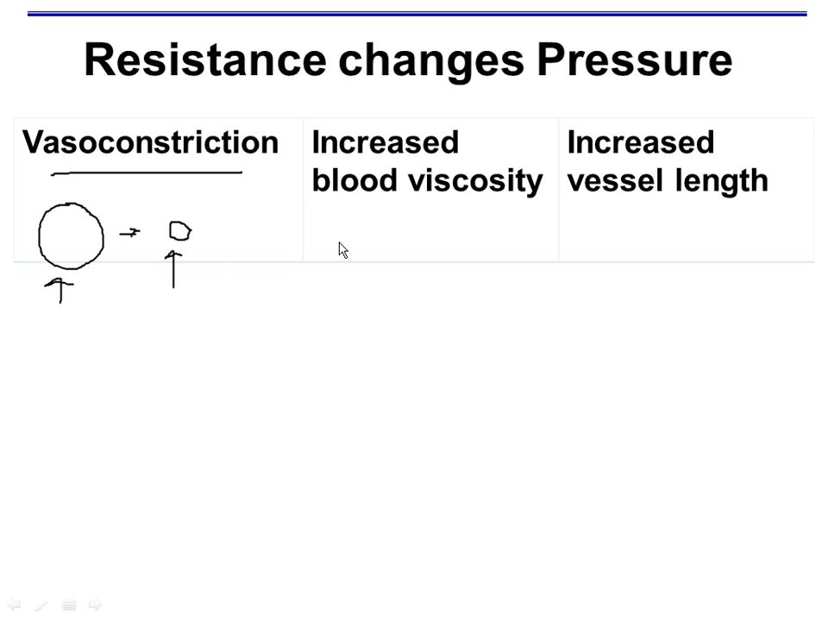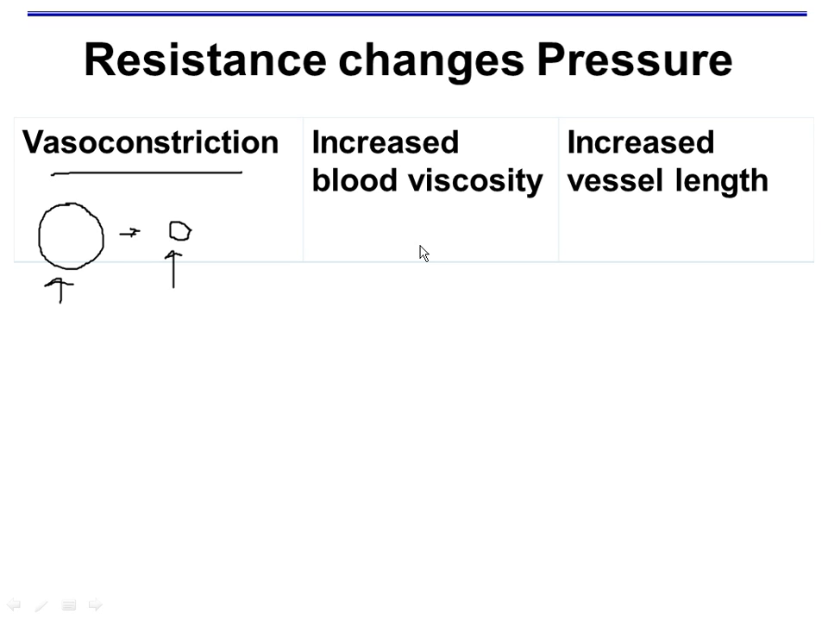The other way resistance is affected is by blood viscosity. That's one of the reasons why polycythemia is not homeostasis, because too many cells in a vessel makes the blood thick. And then thicker blood doesn't move through the vessel nice and smooth, and that increases resistance as well.